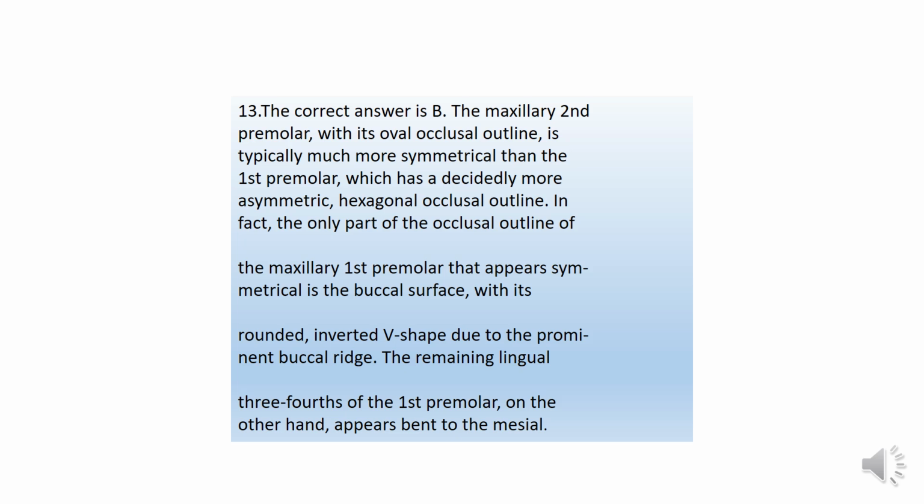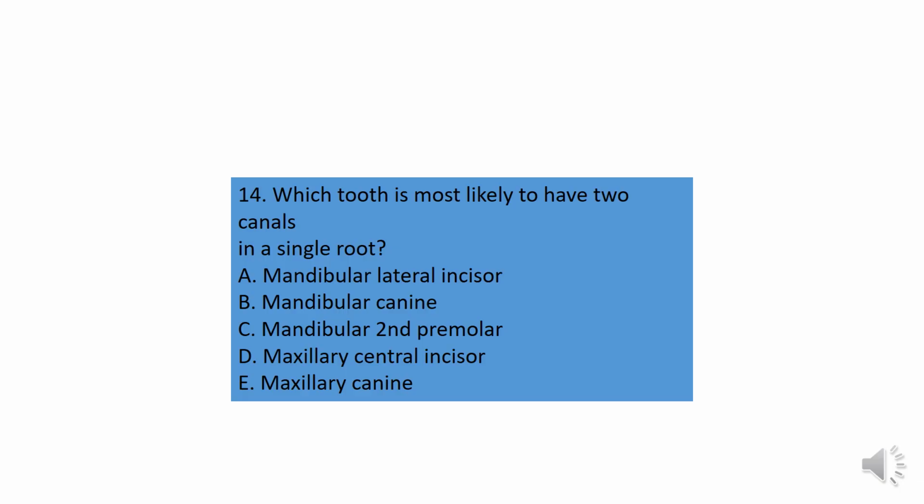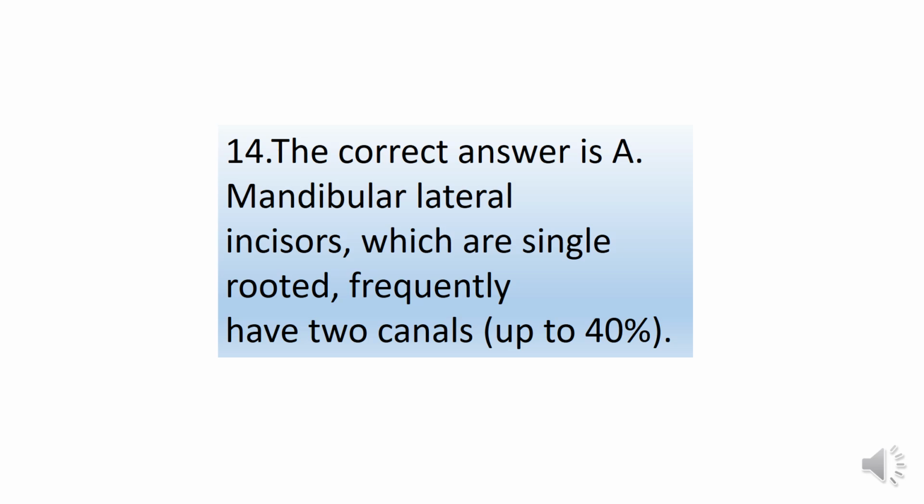So remember this. Which tooth is most likely to have two canals in a single root? Mandibular canine, no. Mandibular second premolar, no. So remember, only the maxillary first premolar has two roots. It's tooth number one, but it has two roots. Whereas the maxillary second premolar, the tooth number is two, but it has one root. And in the mandibular lateral incisor, there is a chance that we can have two canals.